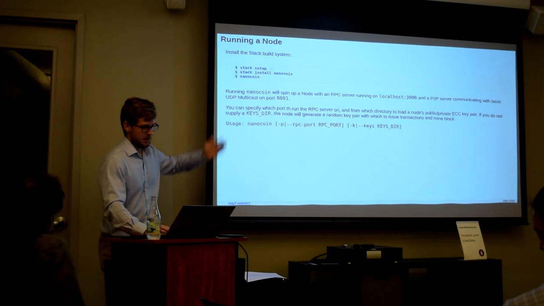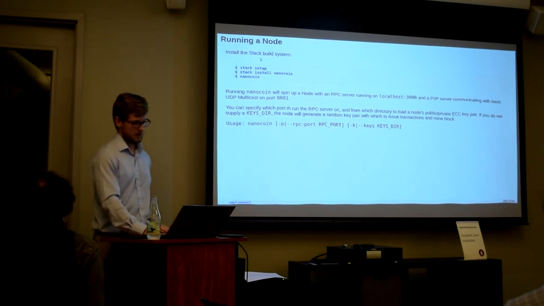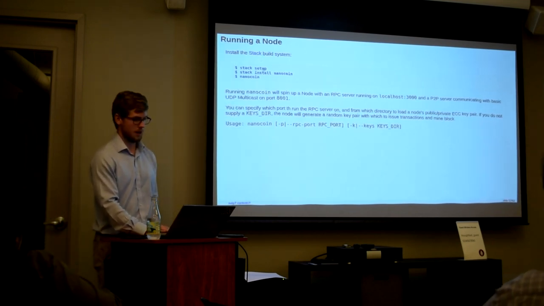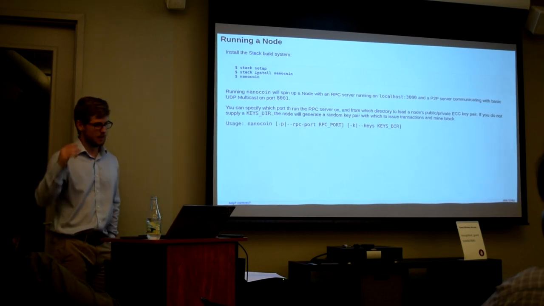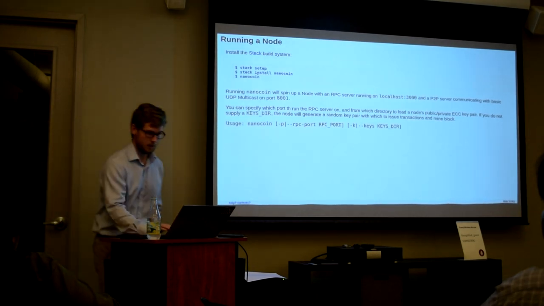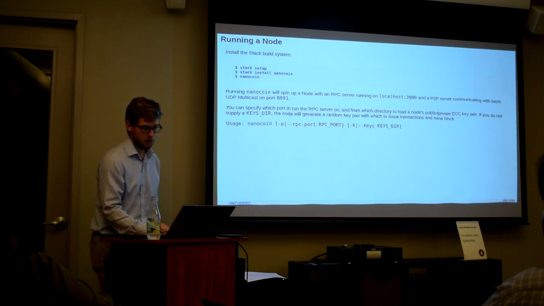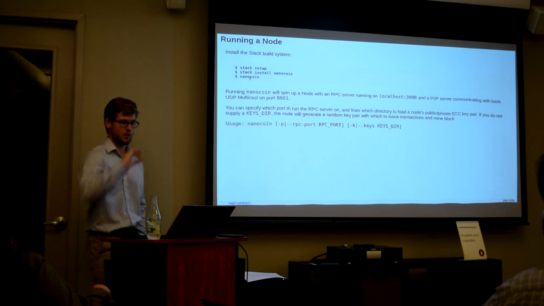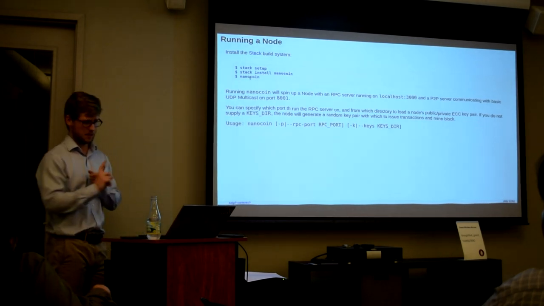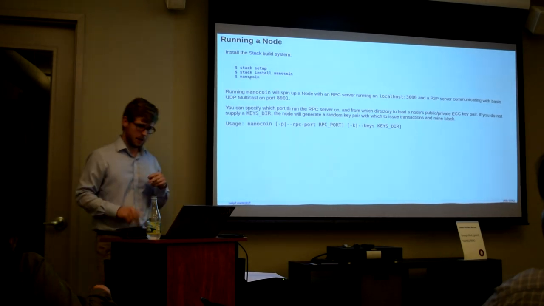If you want to install it, I use Stack, which is the de facto Haskell build tool. This is all it takes. You just clone the project, install Stack, and then do stack setup, stack install, whatever. It defaults to port 3000, so you can just run nanocoin itself. You just run nanocoin, and it defaults to RPC port 3000, multicast port 8001.